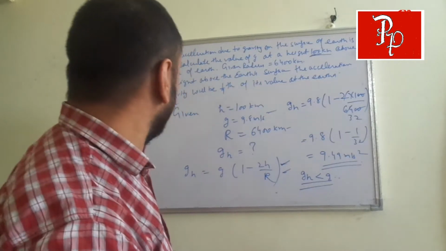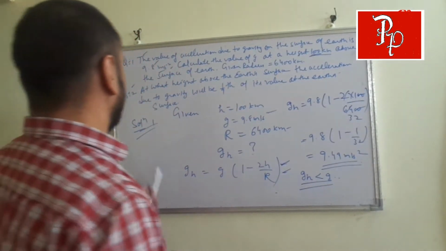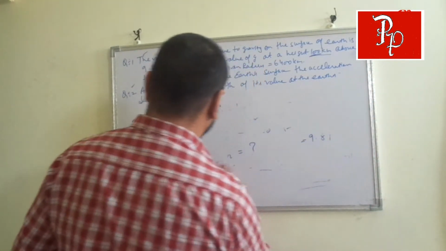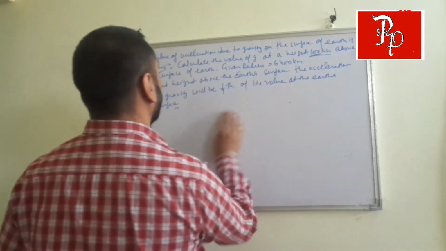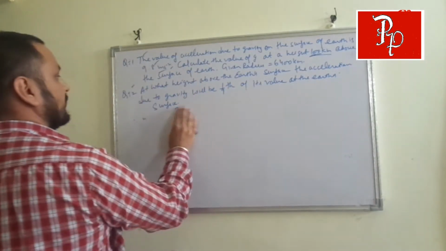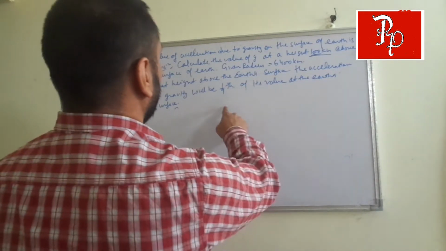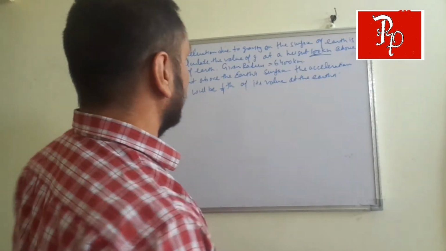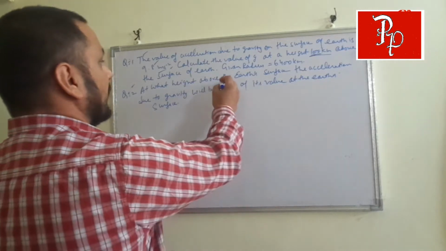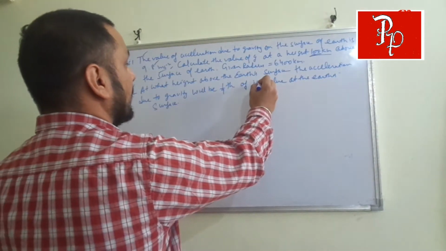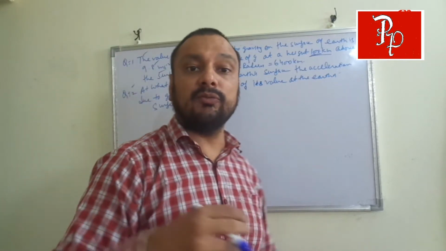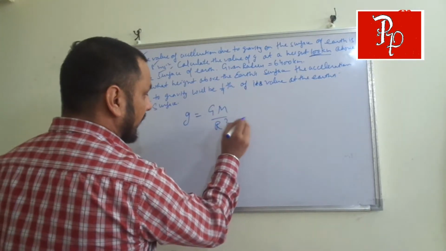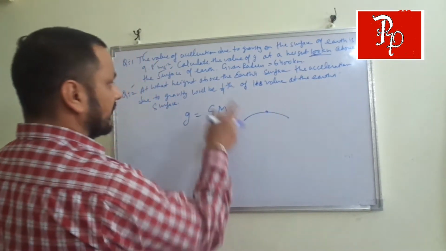Now students, what is the second numerical? At what height above the Earth's surface the acceleration due to gravity will be 1/9 of its value at Earth's surface? At what height will its value become 1/9 of that at the Earth's surface? 1/9 means it will be at quite a large height. It means that g equal to GM upon r square, which we know on the surface of Earth. First understand this numerical.